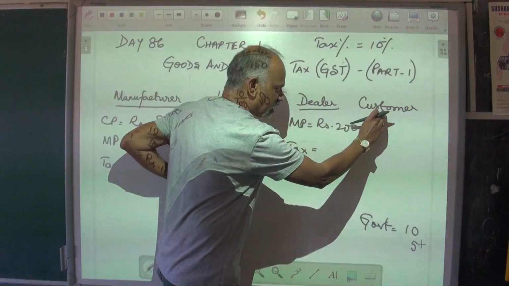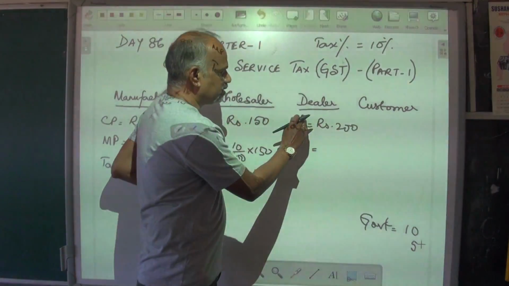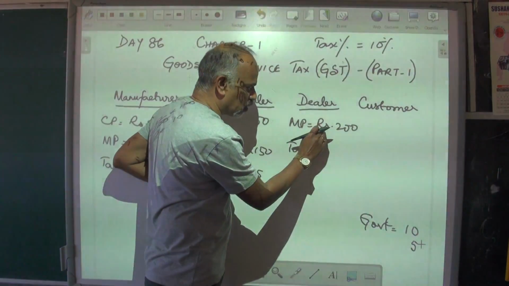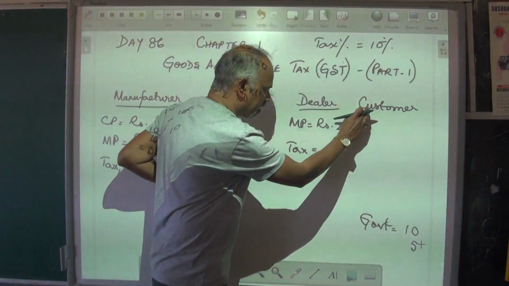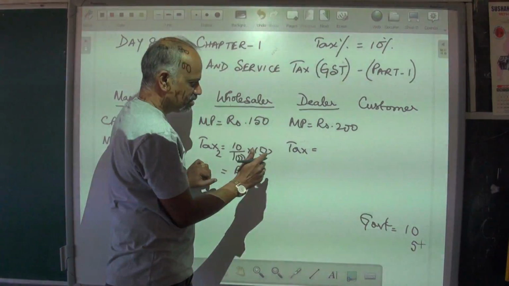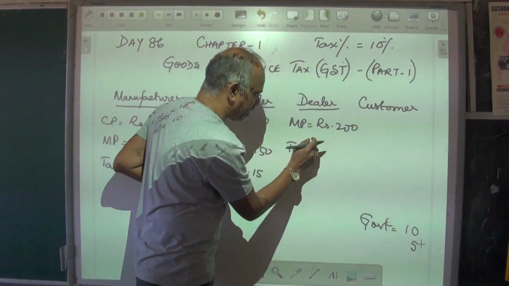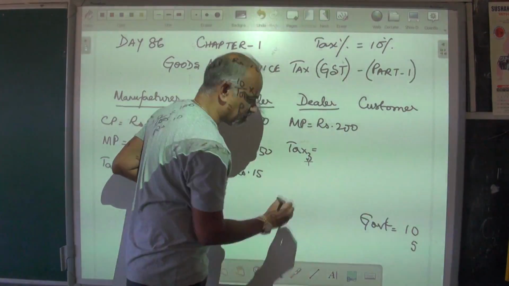He is going to sell it to the customer. Okay. So the customer is going to buy the article for 200 rupees and the customer has to pay a tax. So let's see how much tax the customer has to pay the dealer. So that's the third tax that we are going to calculate.